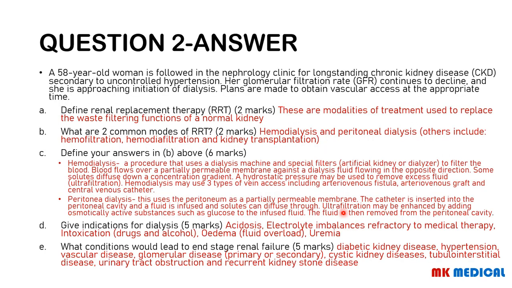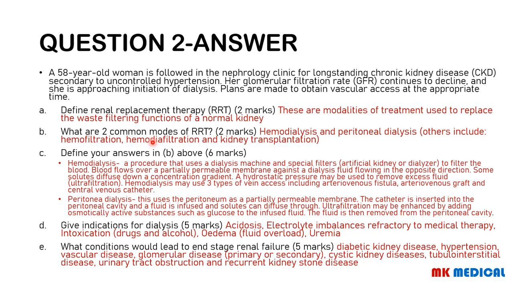So, of course, renal replacement therapy is going to be a modality that is used to replace the waste filtering function of a normal kidney. So we usually use this in some conditions of acute kidney injury and in some conditions where the patient has chronic kidney disease or end-stage kidney disease. Now, most commonly, you're going to have dialysis, which can be either hemodialysis or peritoneal dialysis. Other methods include hemofiltration, hemodiafiltration, even kidney transplantation, which is like the last option.